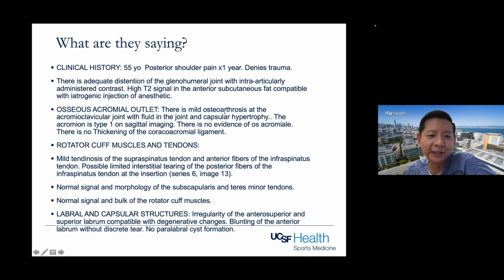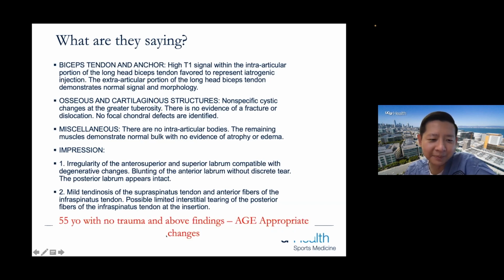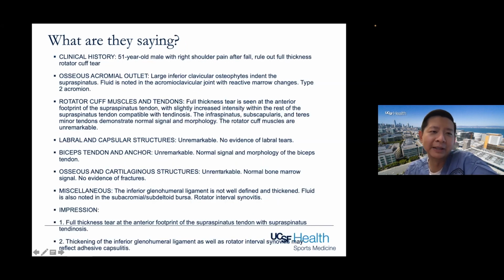the whole picture. Here you've got a report from a 55-year-old who's had posterior shoulder pain for a year without trauma, and the report impression reads: irregularity of the anterior supraspinatus and superior labrum compatible with degenerative changes, blunting of the anterior labrum, tendinosis. When you get these really verbose reads, essentially what it's telling you is it's a 55-year-old male with no trauma and age-appropriate changes. So not just what we see from the radiology reports, we want to paint the full picture and interpret a little bit.